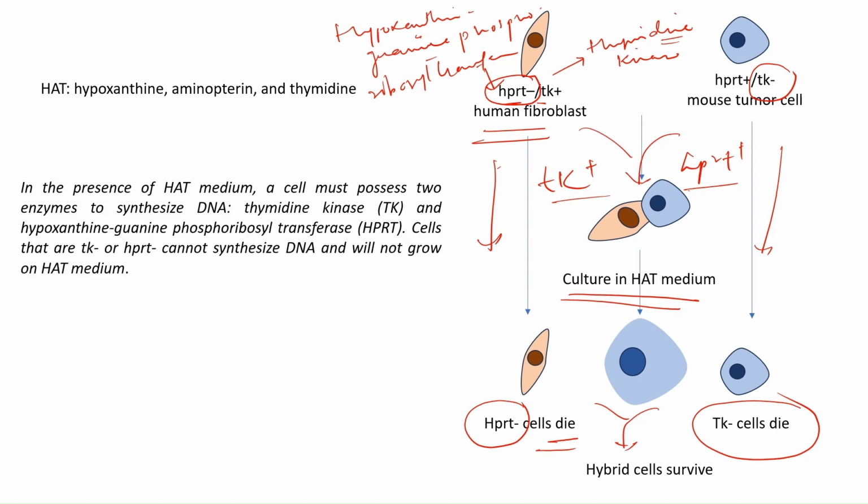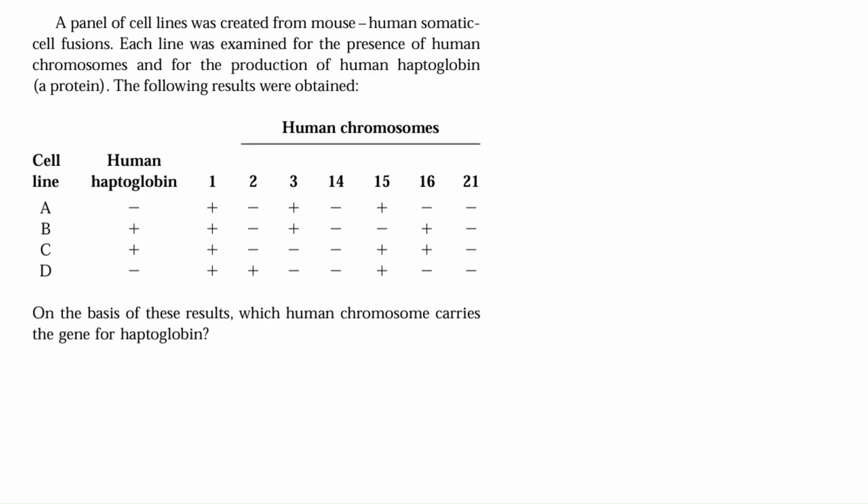So in the presence of HAT medium, a cell must possess two enzymes to synthesize DNA. One is thymidine kinase, another is HPRT, that is hypoxanthine guanine phosphoribosyl transferase. So a cell lacking any of these will not be able to synthesize the DNA and hence will not grow on the HAT medium. Now how will we use this phenomenon to map any gene?